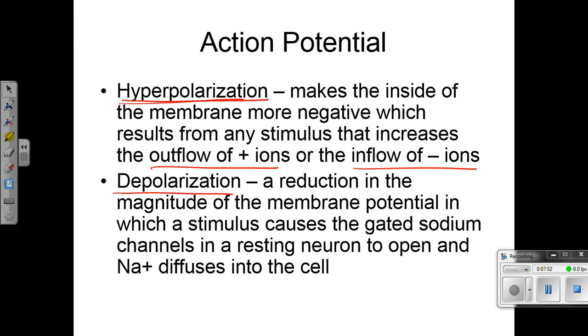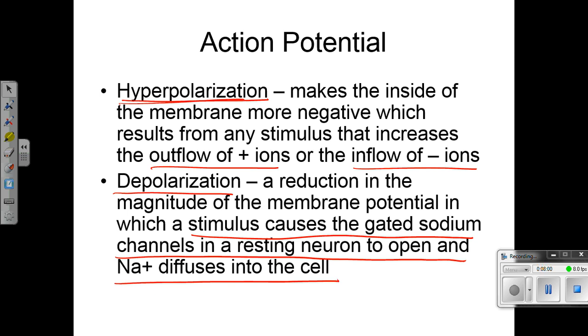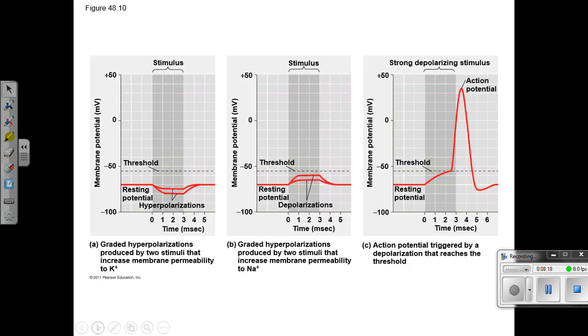Depolarization is a reduction in the magnitude of membrane potential in which a stimulus causes the gated sodium channels in a resting neuron to open and sodium diffuses into the cell. So remember, sodium now is going to diffuse into the cell, and that's actually going to flip or reverse this. So we were kind of here, now we're going to be here. We're going to move to a reversal of that. That's called depolarization, and then when it flips back, that's called hyperpolarization.